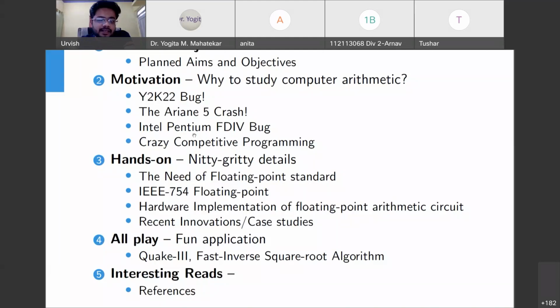So I'll discuss a few fun applications, which is actually an algorithm which is quite funny and very deeply influential for me, at least. And then lastly, I'll give you some interesting reads that will help you cure your own needs for learning this topic.